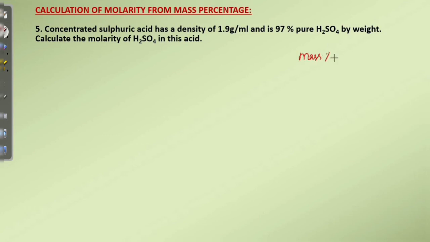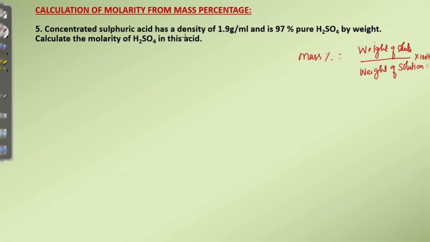Mass percentage is nothing but weight of the solute divided by weight of solution into 100. Okay, so this is mass percentage. So from this value we are going to find out the molarity. Okay, so now read the problem.